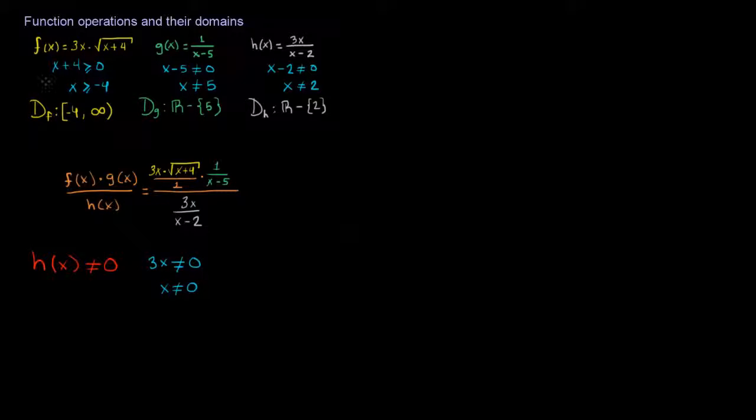I'm just going to proceed from here to do the algebra of this statement. It will be 3 times x times the square root of x plus 4, and this will be divided over x minus 5, and this will be all divided over 3 times x over x minus 2.